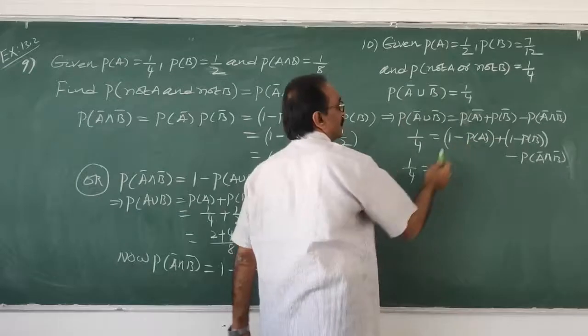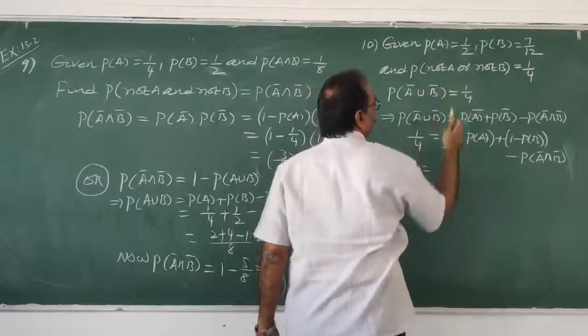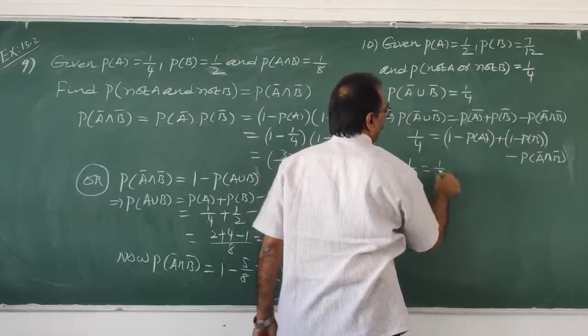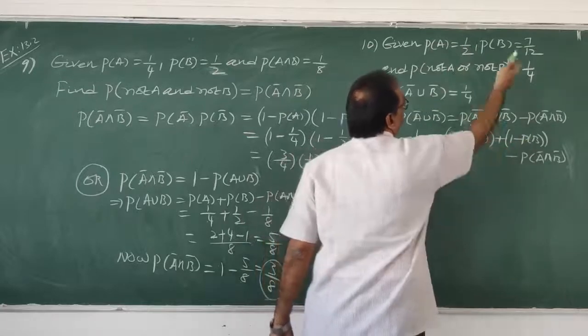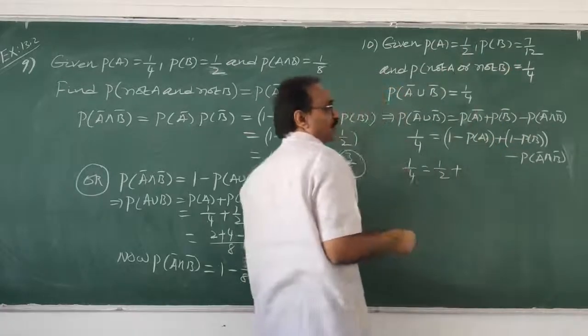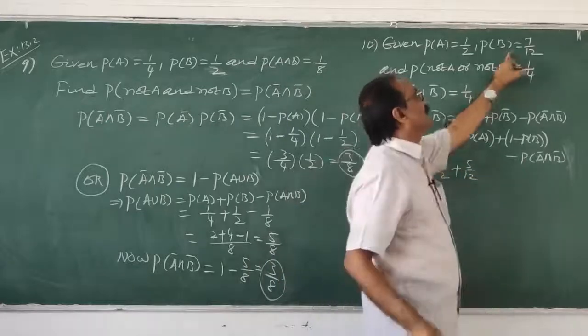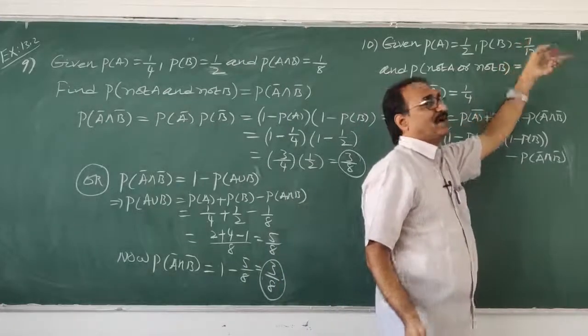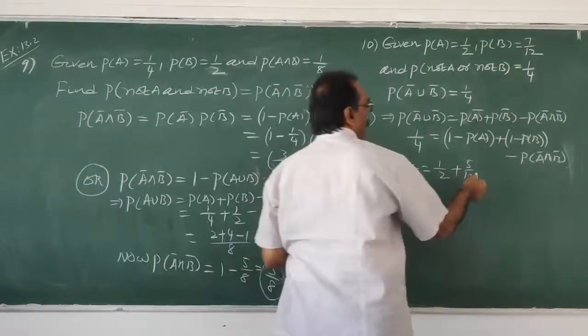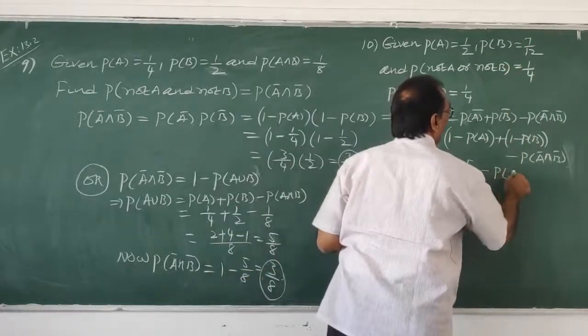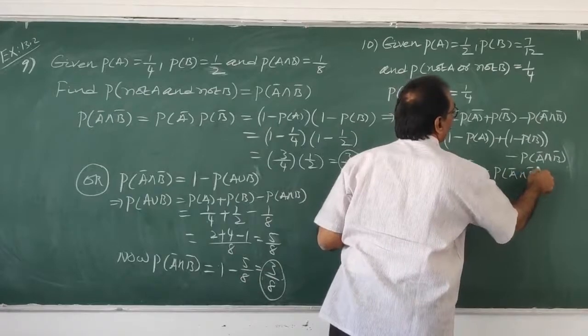Okay. 1 minus, what is P of A? 1 by 2. 1 minus 1 by 2 is 1 by 2 only. 1 minus 7 by 12. 7 by 12 means 12 minus 7, 5. 5 by 12. My dear students, I think you understood. 1 minus 7 by 12, 12 minus 7, 5, 5 by 12. Otherwise you write minus P of A bar intersection B bar.